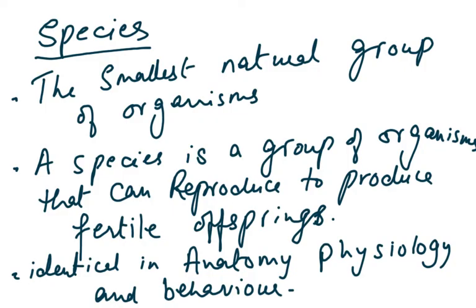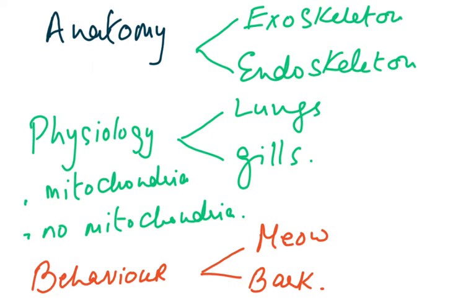Now let's look at the first term, which is species. What is a species? It's the smallest natural group of organisms. A species is a group of organisms that can reproduce to produce fertile offspring. They are identical in anatomy, physiology, and behavior patterns. What are examples of anatomy? Do they have an exoskeleton? Human beings don't have an exoskeleton. We have an endoskeleton. The bones are inside and the muscles are on top of them.